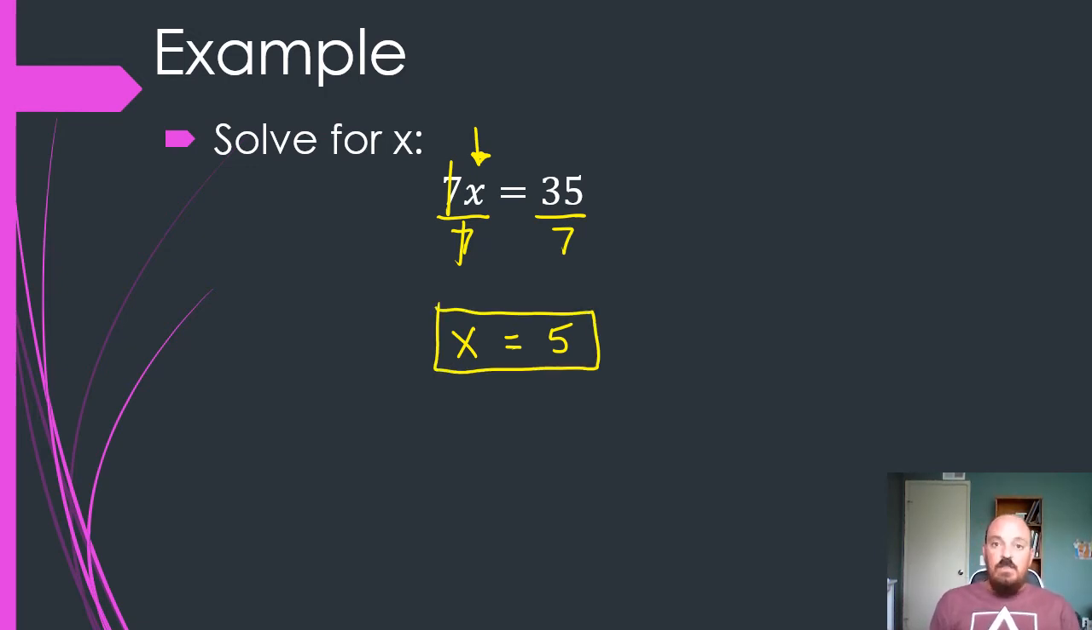So remember, you can do anything you want. In this case, what I wanted to do was divide by 7. I can do that as long as I remember to do the exact same thing on both sides of the equation. All right, let's try another one.